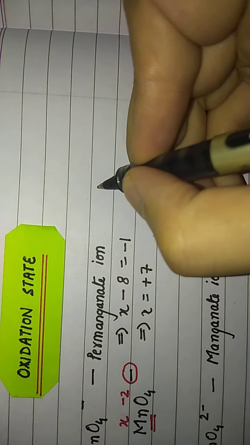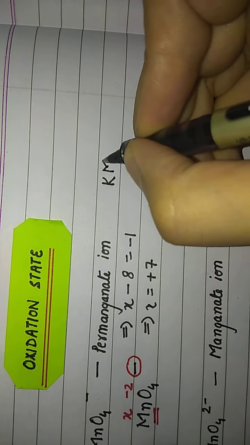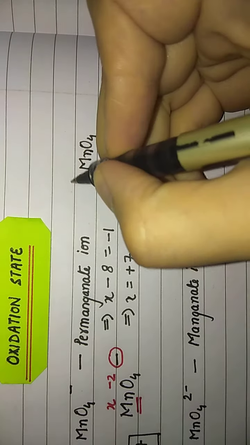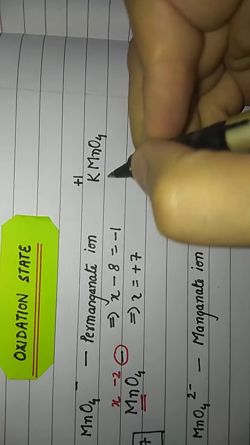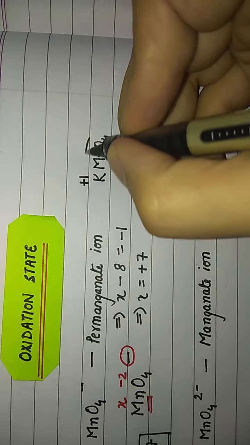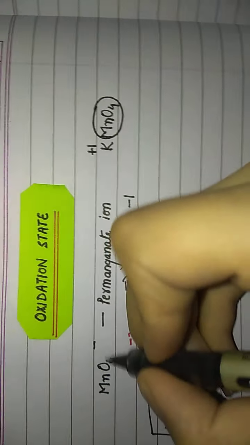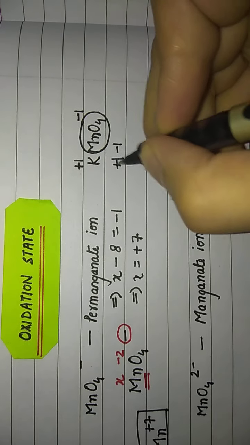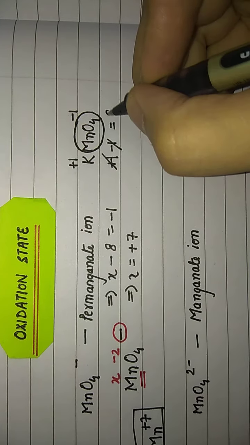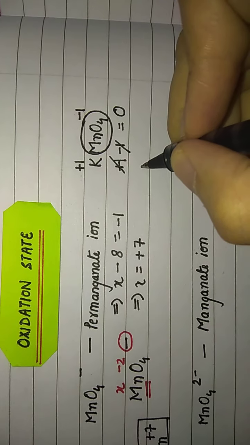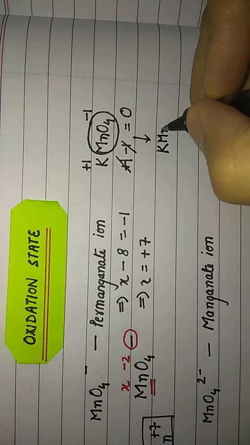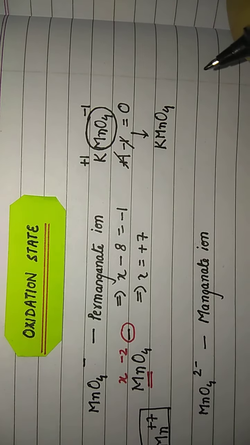Now why do we write the formula of potassium permanganate as KMnO4? We know that there is a +1 charge over one potassium atom, and over this whole group we have a -1 charge. This +1 and -1 cancel out, giving a net charge of 0, and hence an electrically neutral KMnO4.